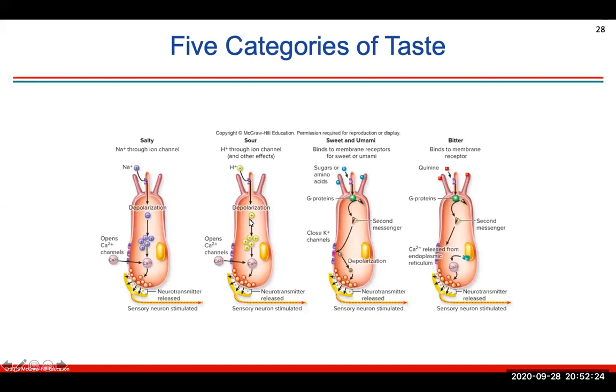So this just shows you the 5 categories of tastes and kind of how the taste itself, so this is sodium, so it would be a salty taste, will be absorbed by those microvilli. It'll cause a depolarization in the taste bud cell, allowing calcium to release the neurotransmitter, and that neurotransmitter will send on that taste sensation through the sensory nerve. And this goes through the sour, the sweet, umami, and the bitter. You don't need to know the differences with how each taste is perceived, but it's good to understand how exactly you do taste by the salty, sour, sweet, umami, and bitter.